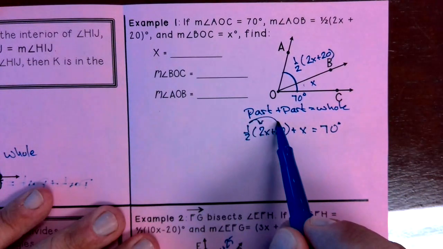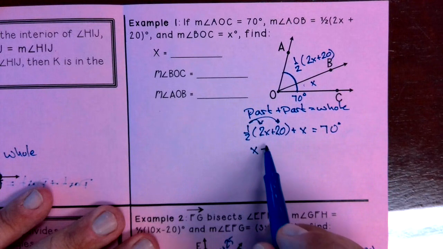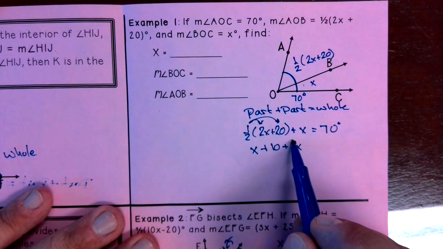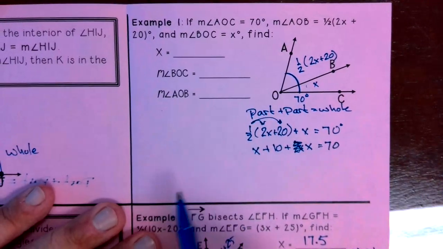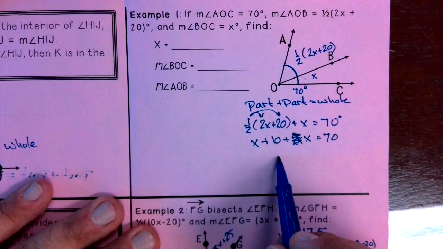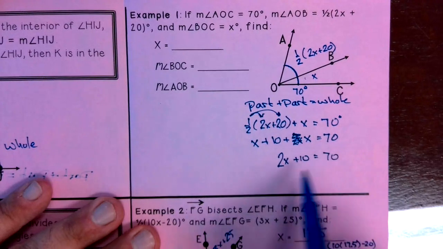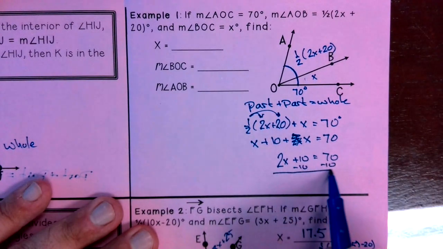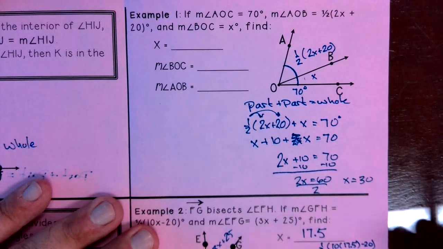Distribute. 1/2 times 2x is just x, plus 1/2 of 20 is 10. Sorry, I was getting a little ahead of myself there. x plus x is 2x. Subtract the 10. 2x equals 60. When I divide by 2, I get x equals 30.